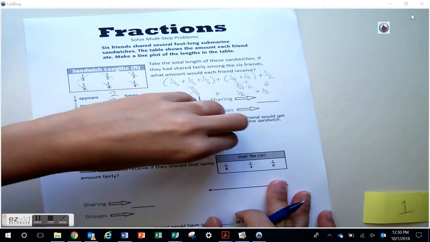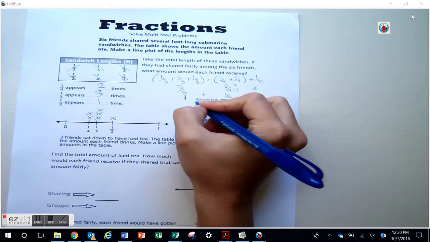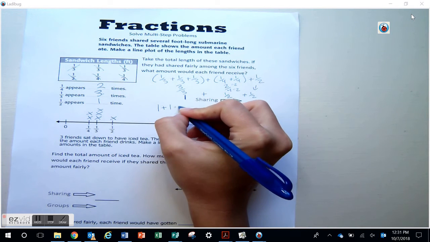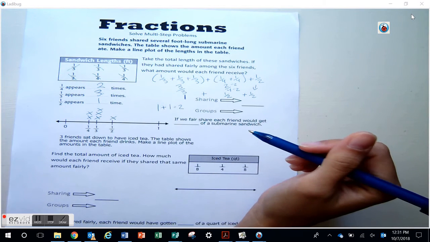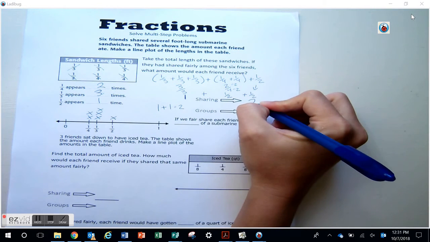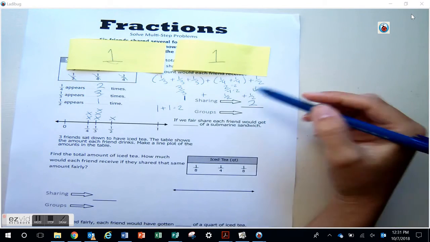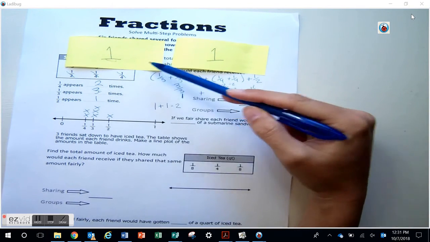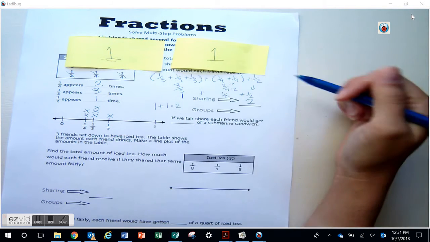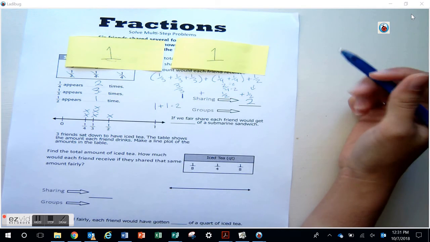So now my problem has become 1 plus 1 whole, which gives me 2. So what's the total amount that we're sharing among the friends? We're sharing the 2 sandwiches. That's how much, if I combine all of these together, how many whole sandwiches I would have. Well, now I'm going to take those 2 sandwiches and split them up into how many groups? Well, we're sharing those 2 sandwiches with 6 friends.